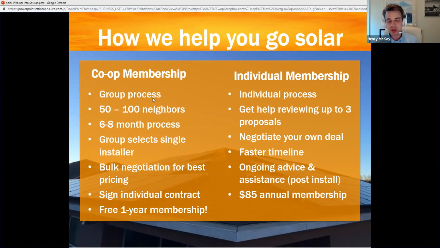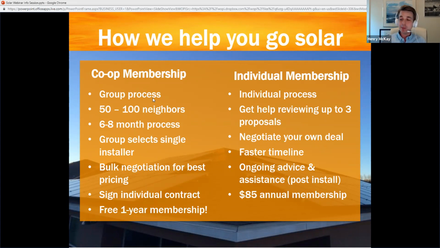It can take 6 to 8 months. By going as a group with one installer, you can drive down the cost a little bit and get a better price on an installation, but everyone is still signing their own individual contract for their own individual solar system on their own property. So there's no big shared solar array that you're getting.